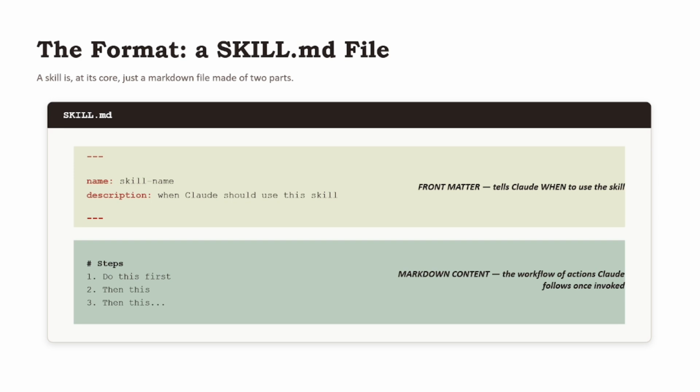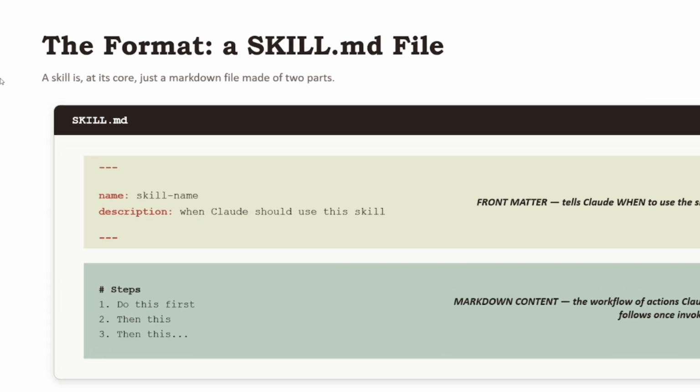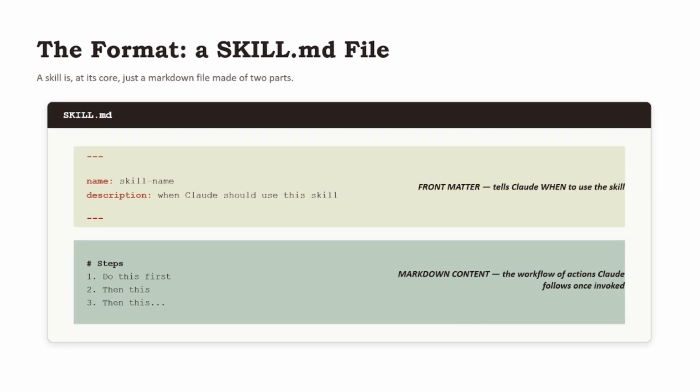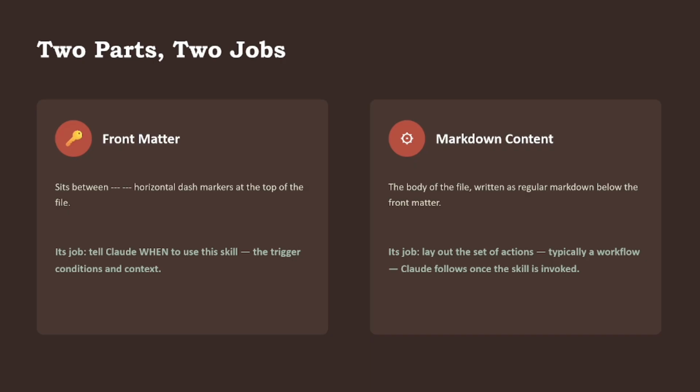Now this is a format that you have to completely understand. First is a name, then a description of when Claude should use this skill. Okay. So again, a skill is a set of instructions that teaches Claude how to complete a specific task. Okay. So this is all about the format which you need to understand. Two parts, two jobs. Okay, markdown content and front matter.